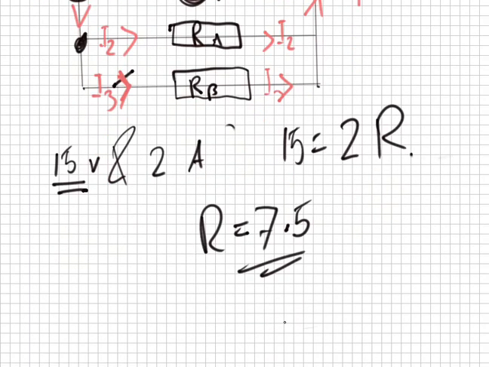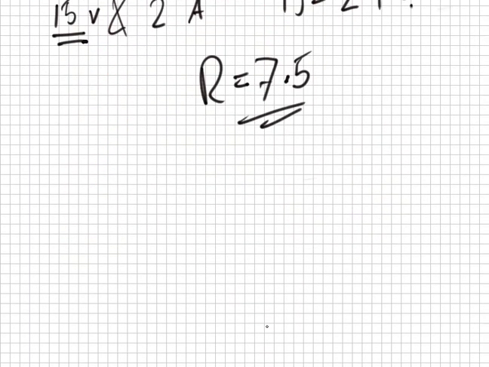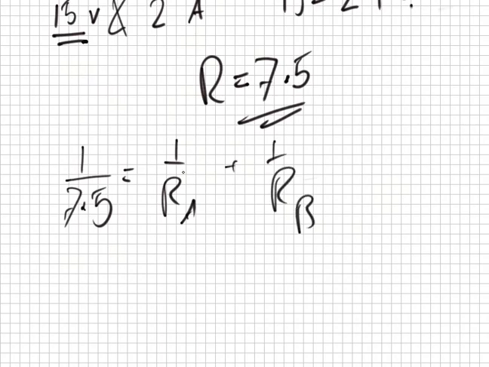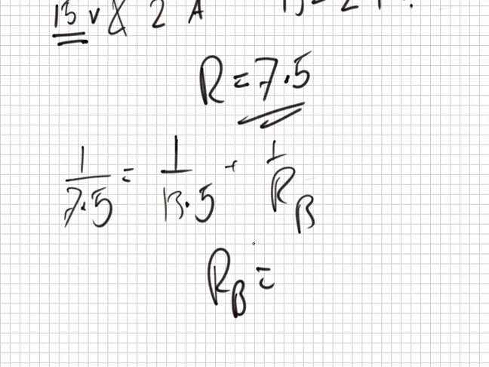Now what is the formula when you have two resistors in parallel? 1 over 7.5 equals 1 over RA plus 1 over RB. Now I think we know RA, don't we? 13.5? Okay, so if we just type that in, we can get the RB. 16.875. I'm not sure about that.